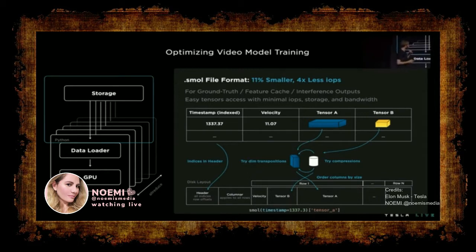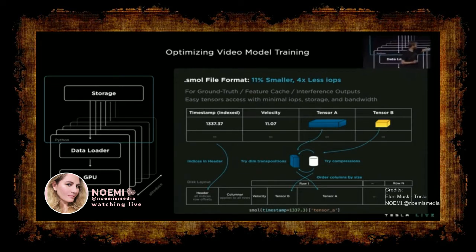So for this, we rolled out a format that is native to us that's called small. We use this for our ground truth, our feature cache, and any inference outputs. So a lot of tensors that are in there. And so just a cartoon here, let's say this is your table that you want to store, then that's how it would look if you rolled it out on disk. So what you do is you take anything you'd want to index on, so for example, video timestamps, you put those all in the header, so that in your initial header read, you know exactly where to go on disk.